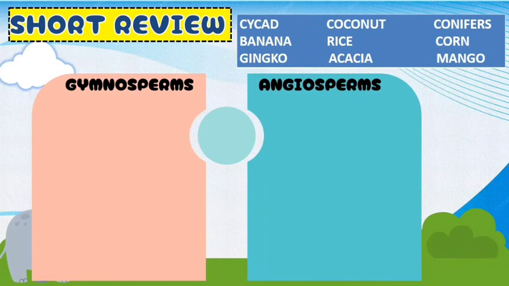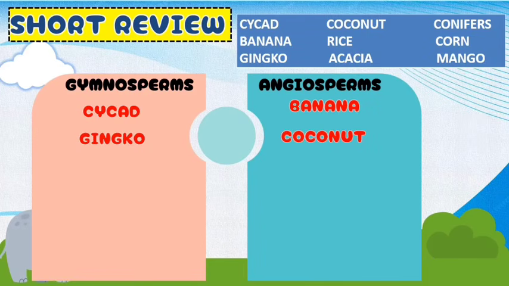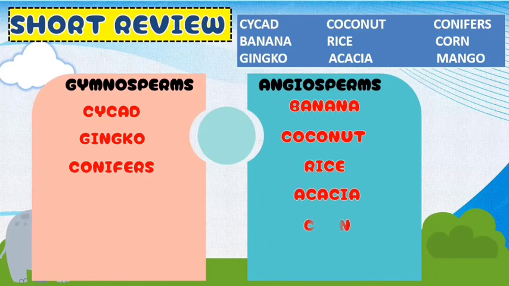So cycad belongs to gymnosperms. Banana belongs to angiosperms. Next, ginkgo belongs to gymnosperms, while coconut belongs to angiosperms, rice belongs to angiosperms, acacia belongs to angiosperms, conifers belong to gymnosperms, then corn and mango belong to angiosperms.